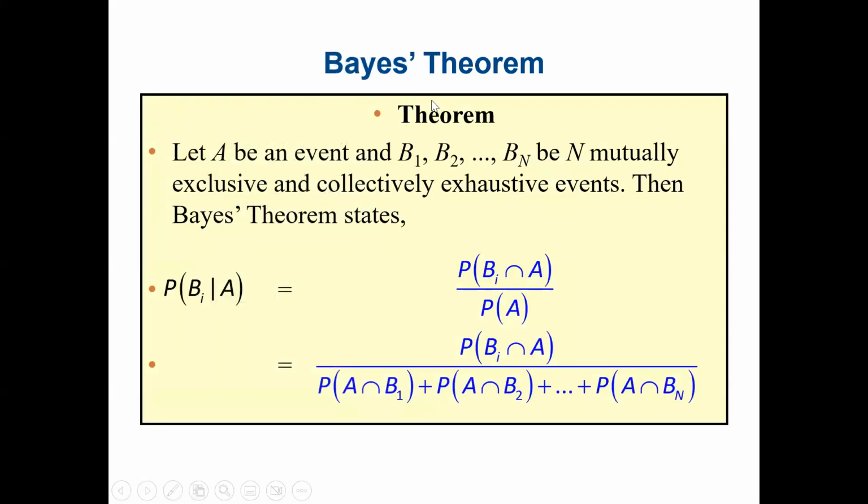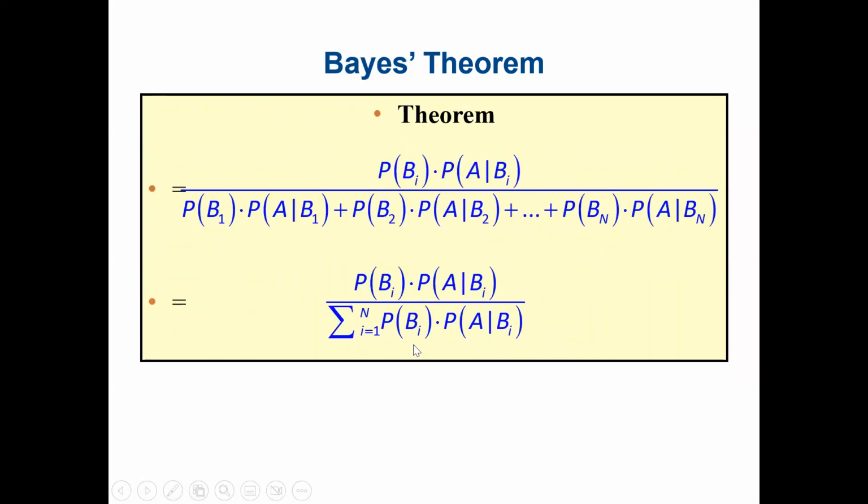So this will lead us to Bayes' Theorem. Here, let A be an event, and let B1, B2, up to Bn be mutually exclusive and collectively exhaustive events. Then Bayes' theorem says the probability of Bi given A is equal to the probability of Bi and A divided by the probability of A. Now the probability of A comes from B1, B2, up to Bn. So the probability of A is the same as saying the probability of A and B1 plus A and B2 plus up to A and Bn.